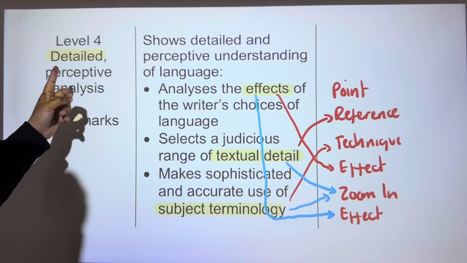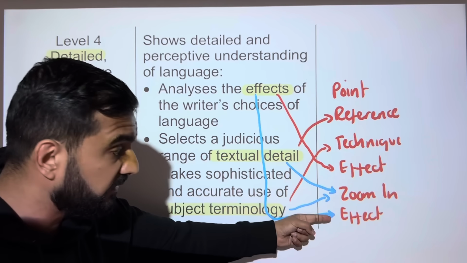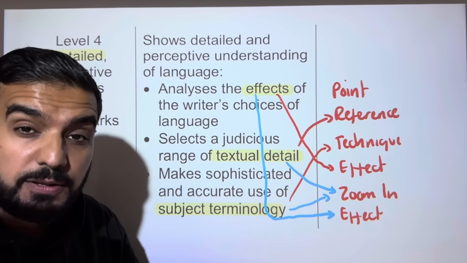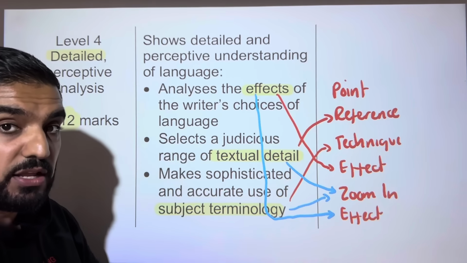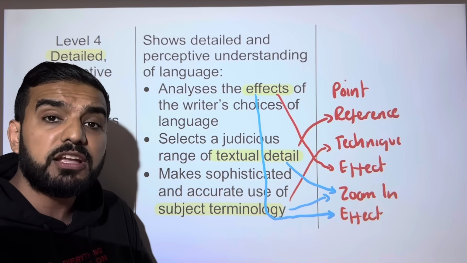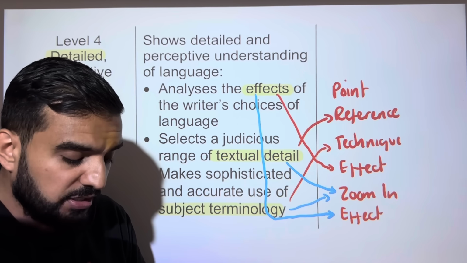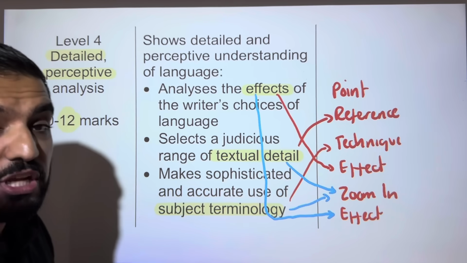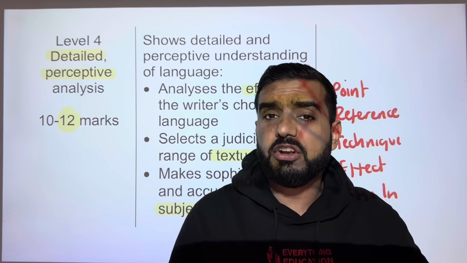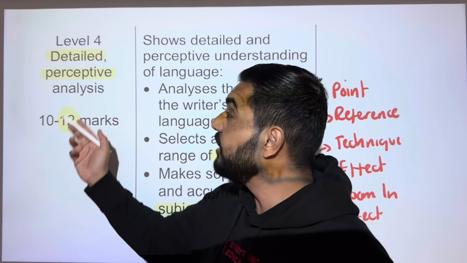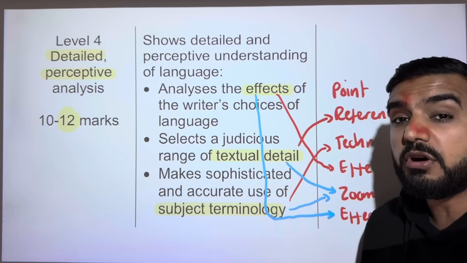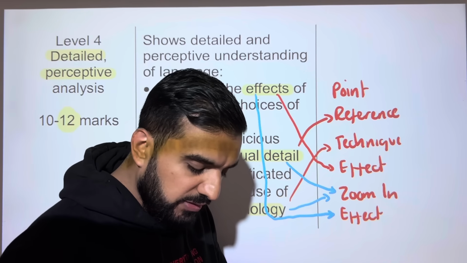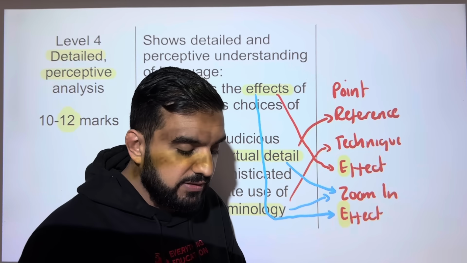Because in each paragraph we do effect twice. We do subject terminology twice. We do textual detail twice. Beautiful. Now, that's the detail. But sometimes someone might say, sir, I'm writing a lot, but I'm still not getting a high mark. That's because you're probably not being on task. The word perceptive is your waffle check. It checks that just because you've written a lot doesn't mean you're going to get a high mark. Just because you've written in detail doesn't mean you're going to get a high mark. It checks the quality of your work. How good is your analysis? That is why, guys, the most important part of the paragraph is our effect.